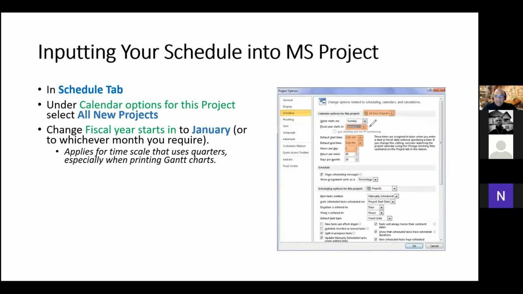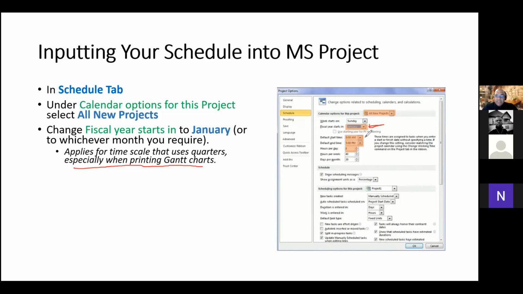Yeah, so you've got fiscal year starts in January. You can start this fiscal year in any month, but it just applies to the time scale of your project. The company you're working for, or the company you're doing the project for, what's their fiscal year? Where does their fiscal year start? So that's where this comes in. And I just indicated here that it applies for a time scale that uses quarters, especially when you're printing your Gantt chart. So it's good to say that.